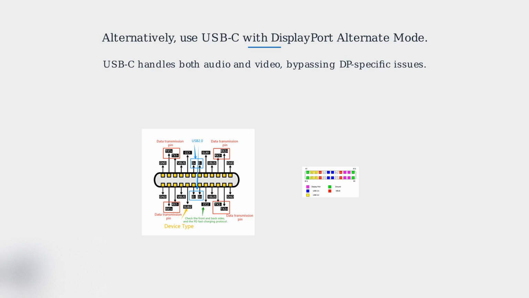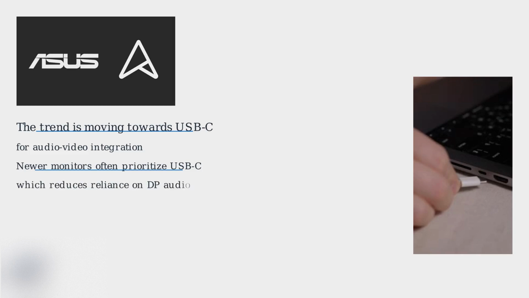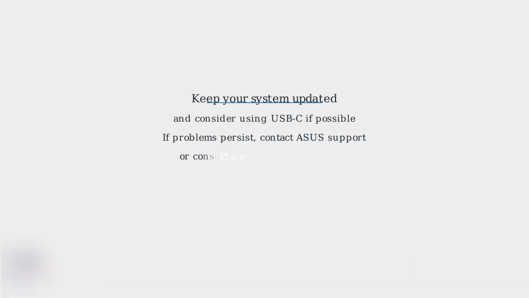This versatile connection handles both audio and video signals through a single cable, often bypassing the specific issues associated with pure DisplayPort. The trend is moving towards USB-C for audio-video integration. Newer monitors often prioritize USB-C for audio, which reduces reliance on DP audio. Keep your system updated and consider using USB-C if possible. If problems persist, contact ASUS support or consult a professional technician.